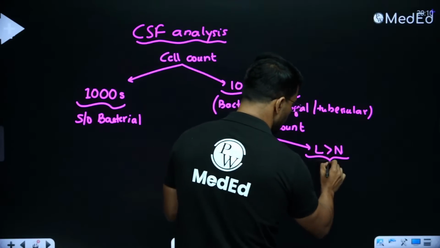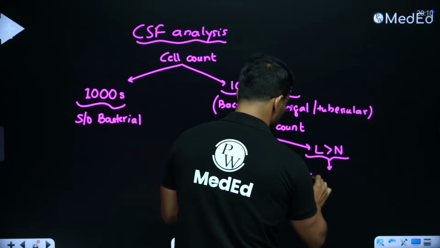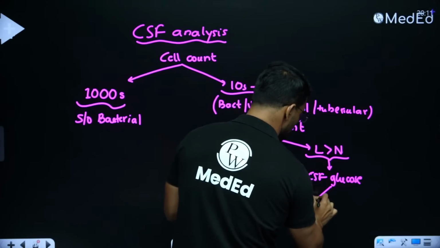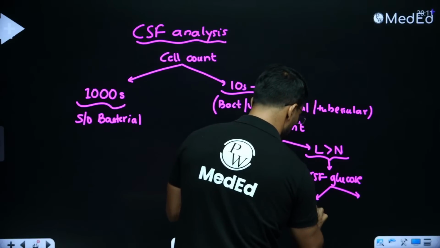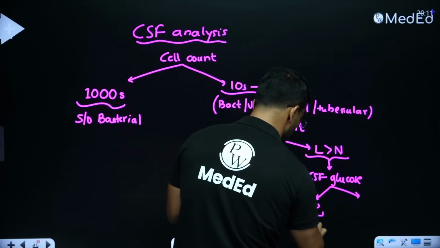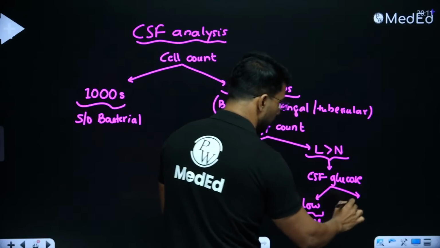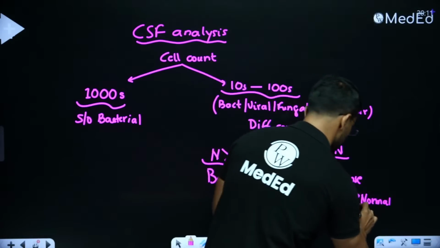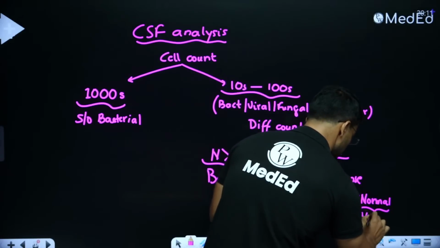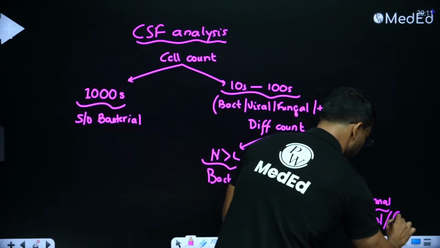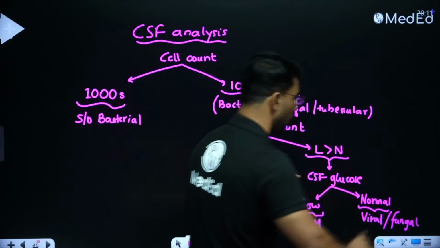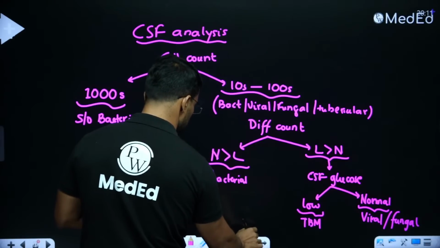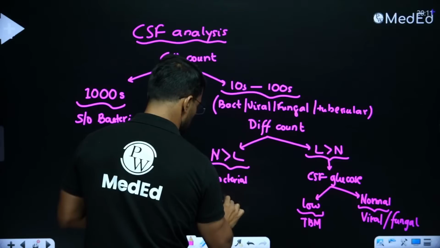Now in such cases, you should see the CSF glucose. If the glucose is low, it is suggestive of TB meningitis. If it is normal, rarely in fungal it can be low, but for all practical purposes we will take it as normal. So if it is normal, we will take it as either viral or fungal. Bacterial will also be associated with decreased or low sugars.